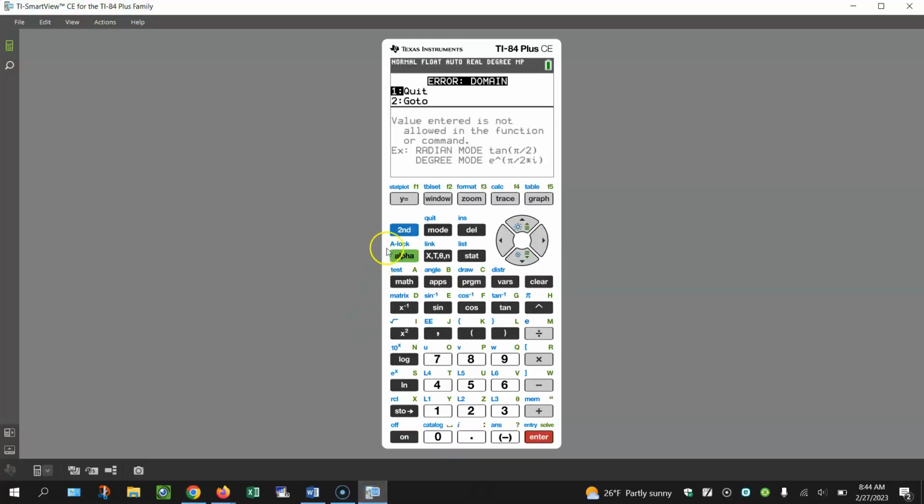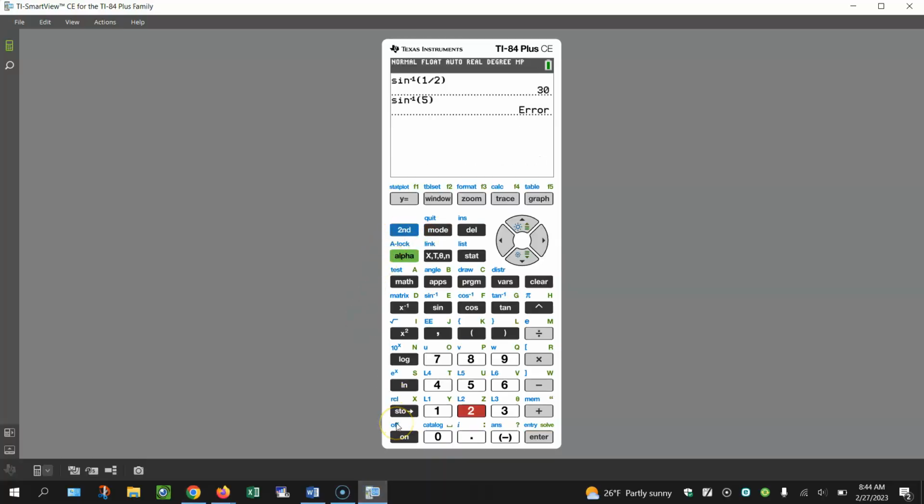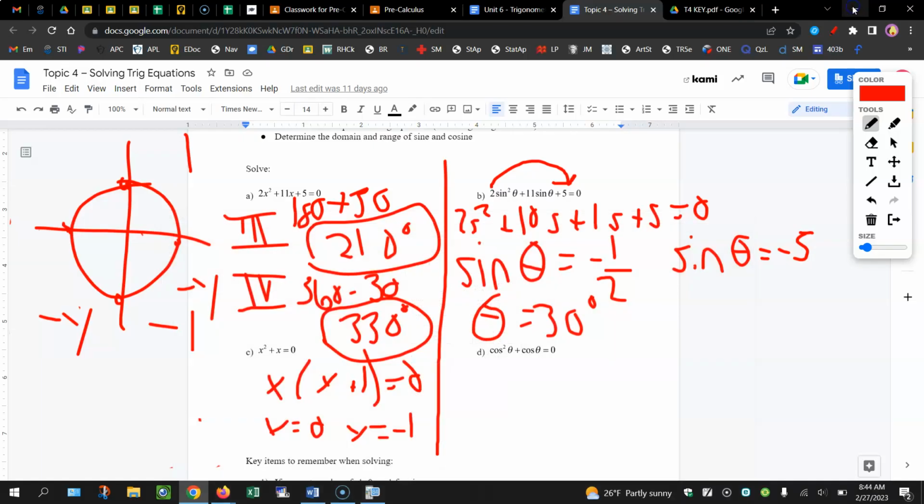And if you wanted to check, you could do 2 sine 210 squared plus 10 sine 210 plus 5. Did I mess something up? Oh, this is 11. Duh. Okay, let's try that again. Plus 11, and this should equal 0. And it does. So that's the way you could check, and you could plug 330 in as well.